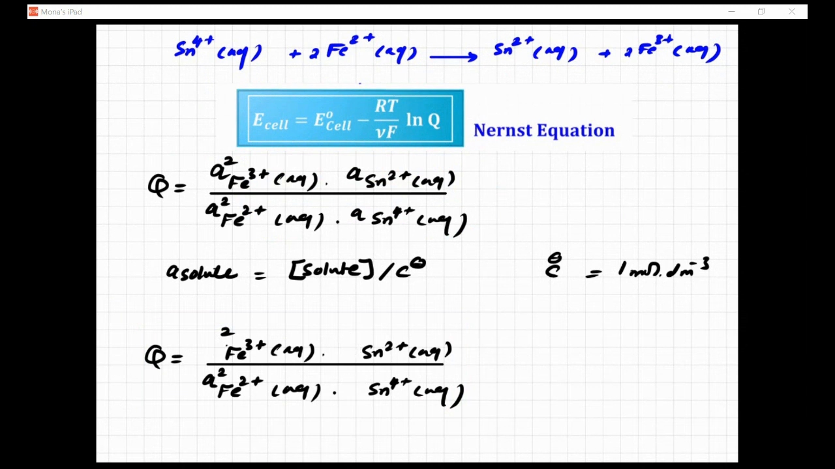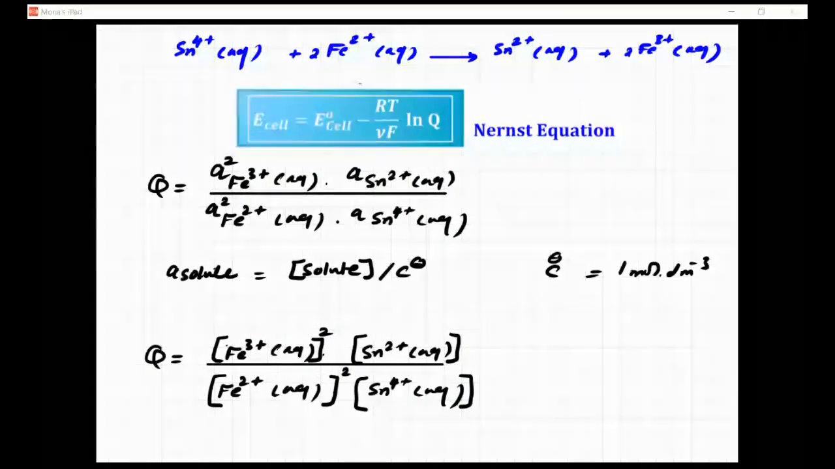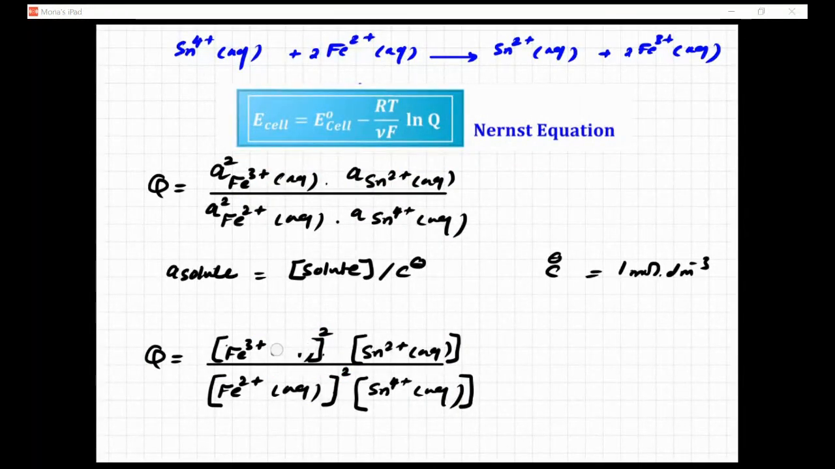This is also concentration, and this is also concentration. But noticing these concentrations will be raised to a power of 2. So I will now write the concentration. This is concentration, and this is also concentration, and this is also concentration. The power should be out. Anyway, I don't actually have to say aqueous here, because I am replacing the activities by concentration only for aqueous species.